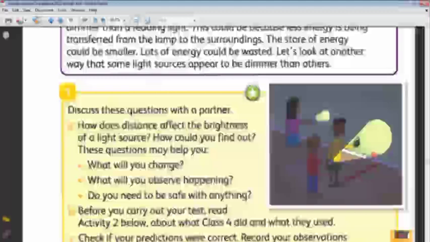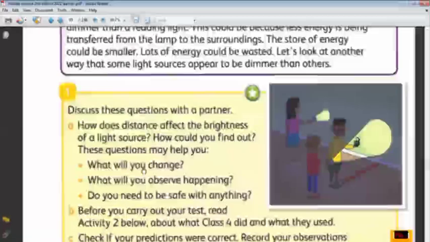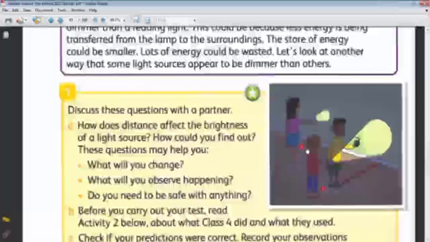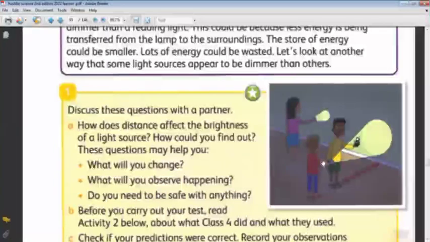Okay. So the first question we have, this question may help you. What will you change to make this experiment? What will we change? Now we are examining the brightness of the light. We make two things different between these two girls. What is the difference between them?